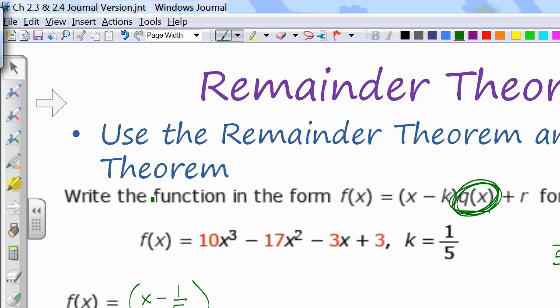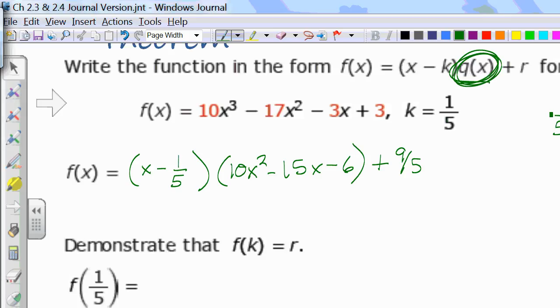All right, so (x minus 1/5) times q of x, which is 10x squared minus 15x minus 6, plus my r. My r was 9/5. To demonstrate this is true, you can plug in 1/5 into the function, and that becomes 9/5. That's r.